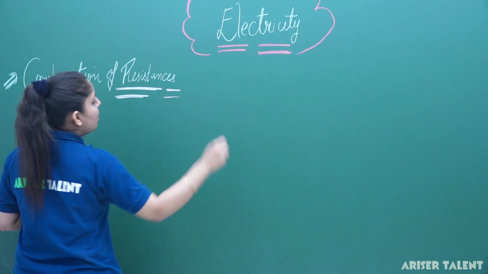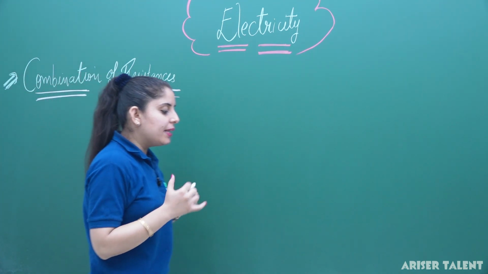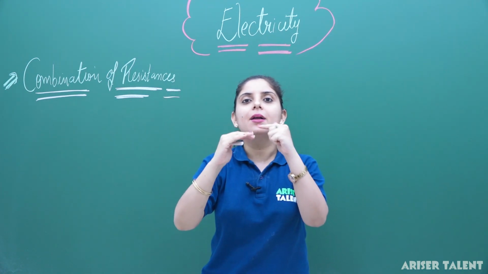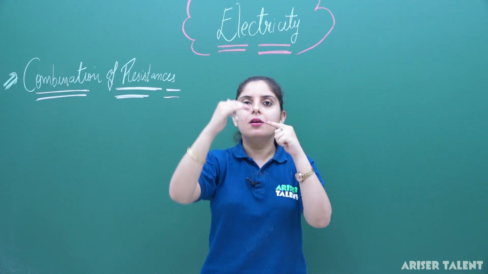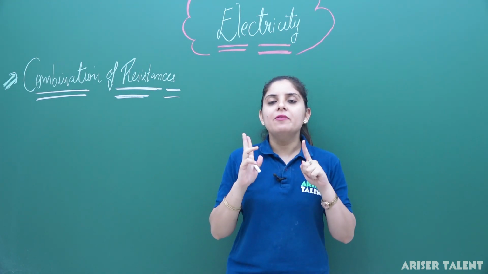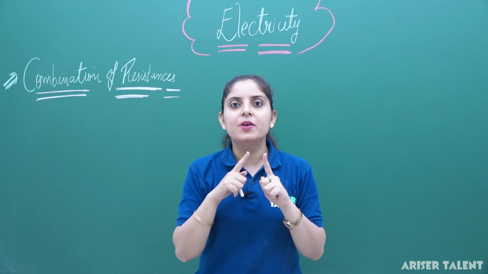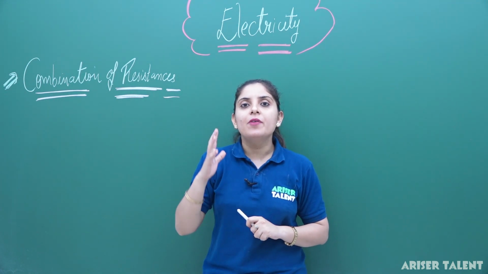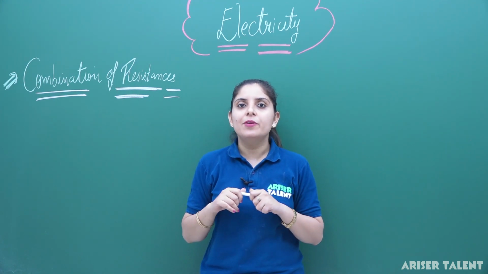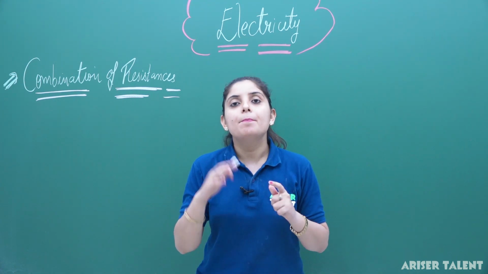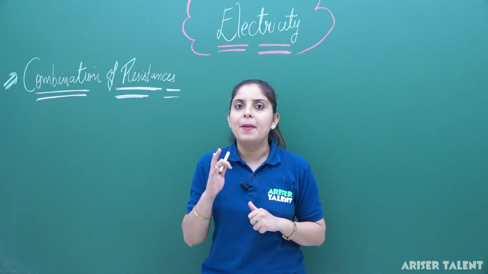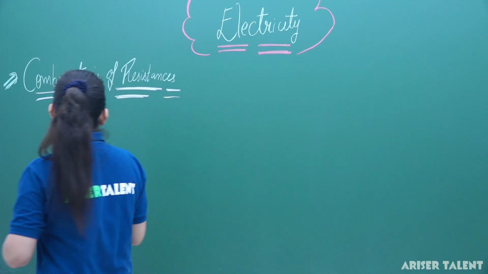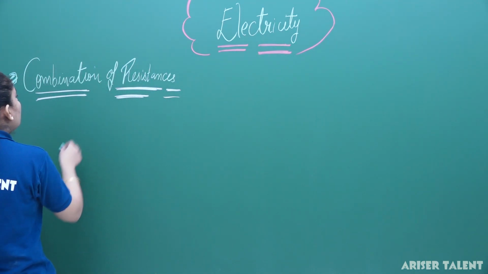Now, combination of resistances means combining the resistances. We can combine the resistances either lengthwise or in parallel, which means one above the other. So there are two combinations possible here: one is lengthwise and another is parallel. If we do the lengthwise combination, we call it a series combination. If we connect the resistances in parallel, we call it a parallel combination.